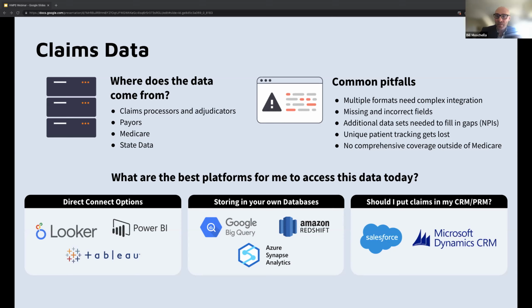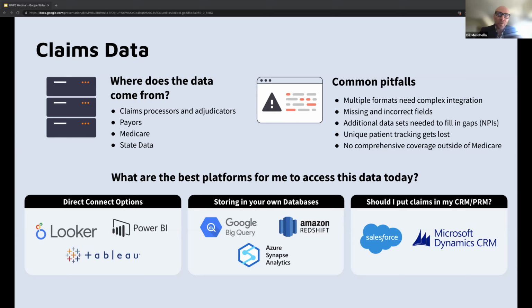In many cases, you're going to need additional data sets to fill in the gaps: to put a provider directory in there, to put a payer master in there, to understand the actual meanings of the codes and crosswalks between the different ICD and CPT codes. So this is an additional set of work that needs to be done over and above just collecting the claims.